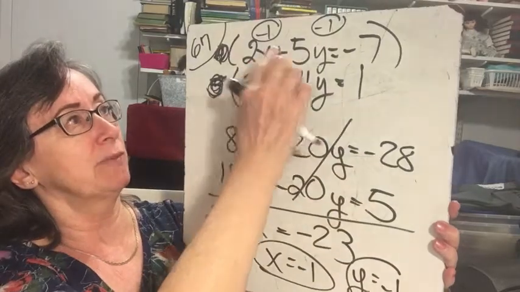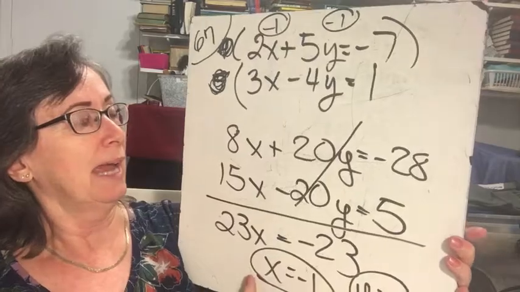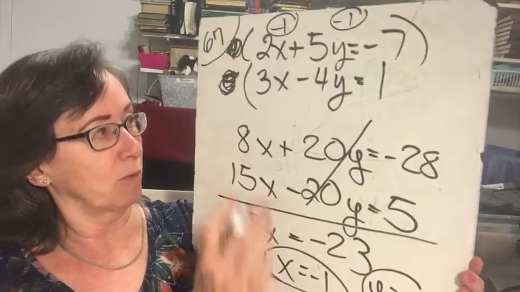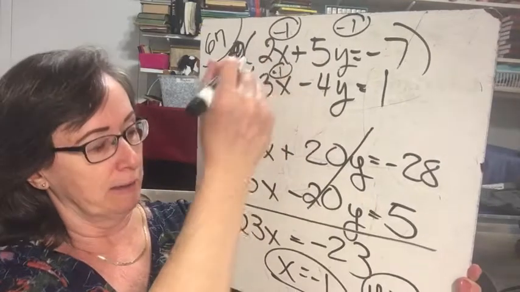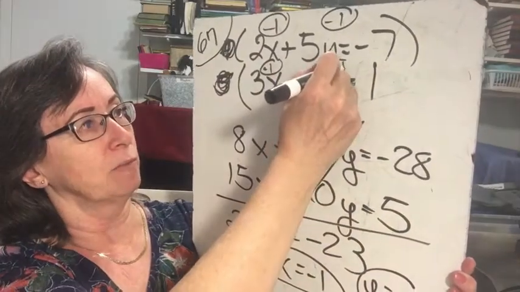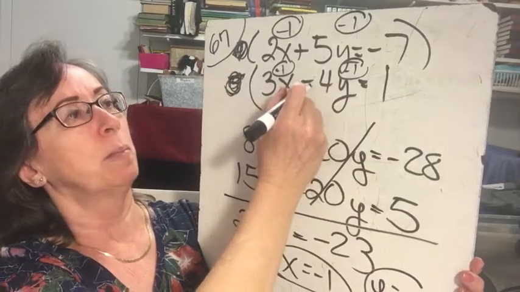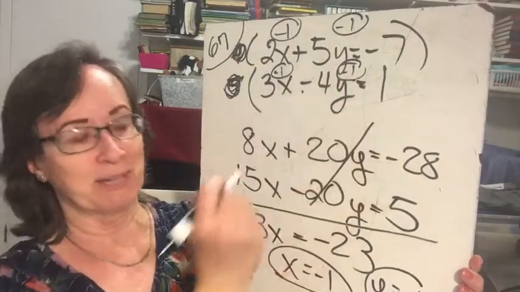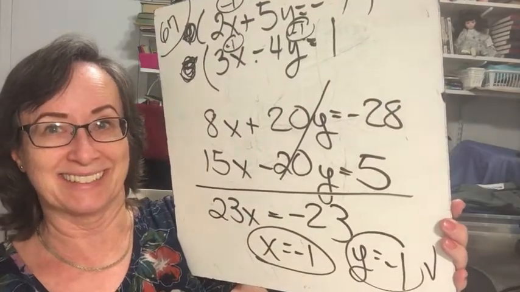So we're going to say y is negative 1. And we get negative 2 minus 5 is negative 7, and that's true. And now we're going to check those right here. So 3 times a negative 1 and y negative 1. So we end up with a negative 3 plus a 4 is 1, and that is true. So the answer is negative 1 on that one.